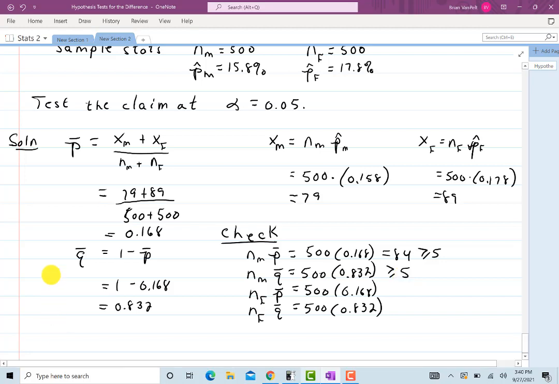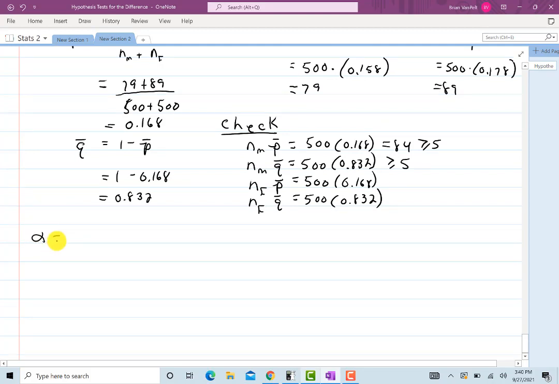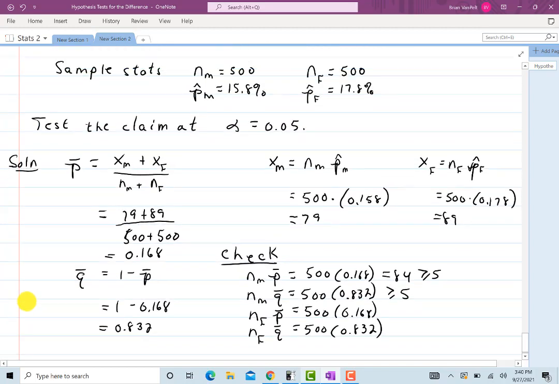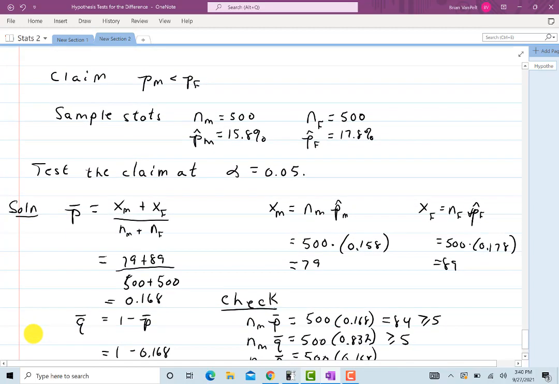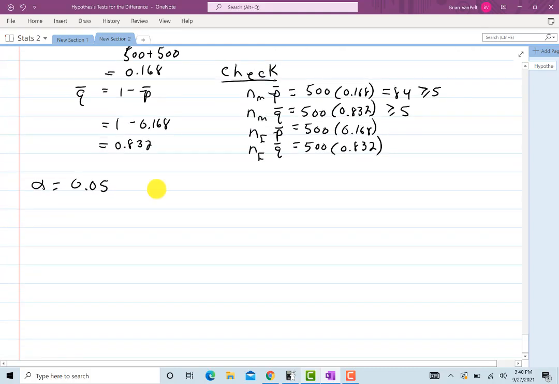Now let's go get our Z naught. Alpha, in this case, was equal to 0.05. We have a left-tailed test. So let me put my H naught and my H A. I probably should have done this before I specified my alpha, but H A was that P M is less than P F. So the proportion of males is less than the proportion of females. So H naught will be P M is greater than or equal to P sub F. That's the claim, and that's a left-tailed test.